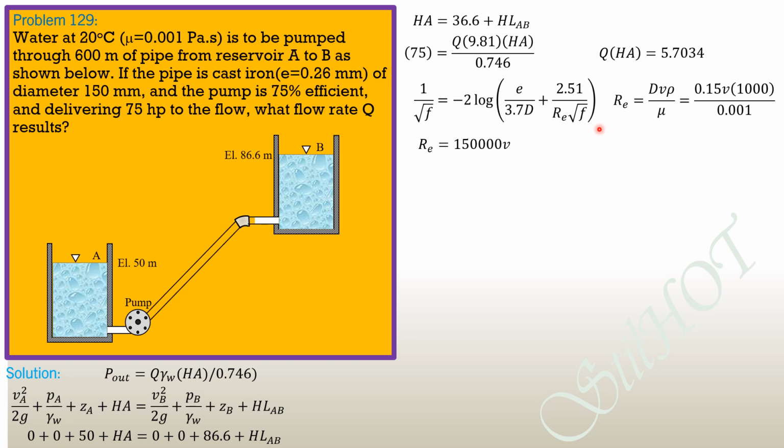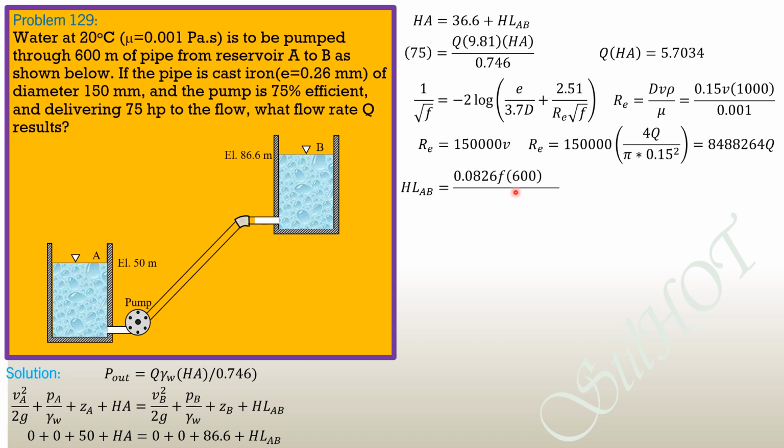Then the head loss from A to B is equal to, this is the Reynolds number, by the way, in terms of the discharge, where V is 4 times Q over pi diameter square. So it is 8488264 Q. Then head loss from A to B is equal to 0.0826 friction factor, length 600, discharge square over diameter 0.15 to the fifth.